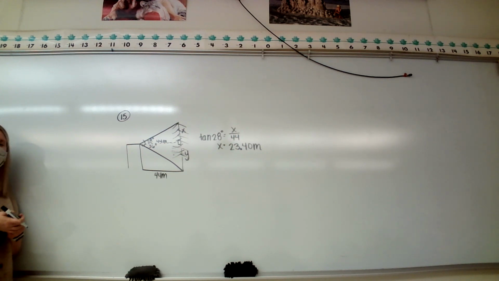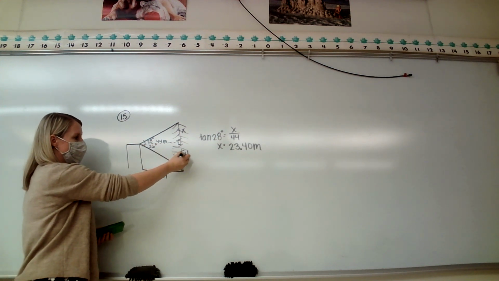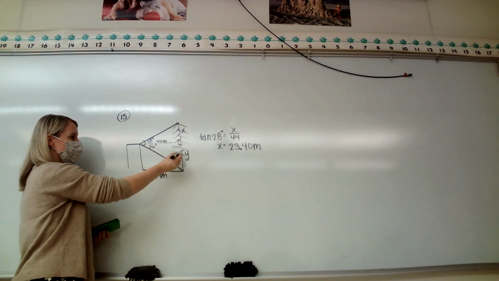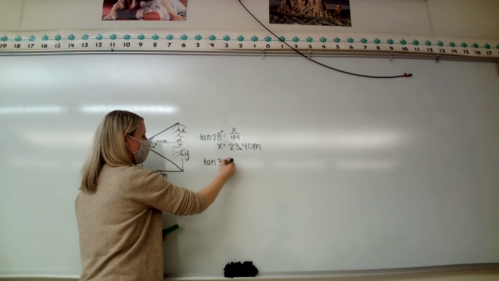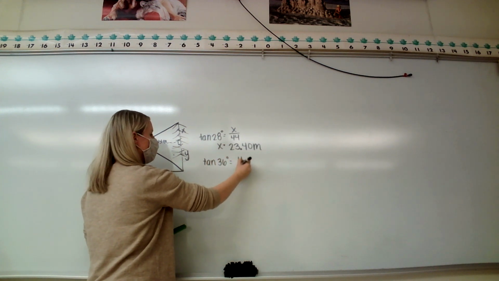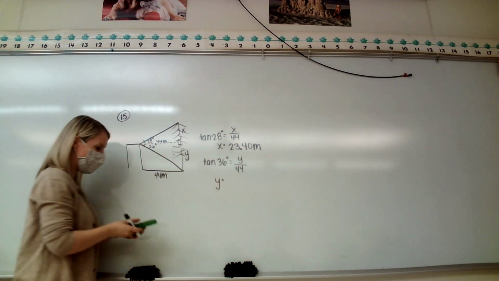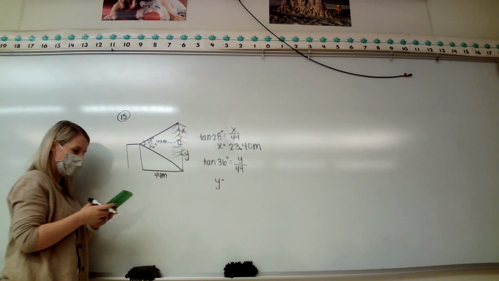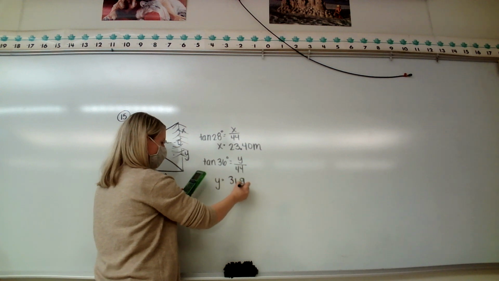And then I'm basically just going to repeat that step with the bottom part of my tree. I look at my angle, 36 degrees. Opposite, adjacent. So remember to stay in the triangle. Opposite, adjacent, I'm using tangent again. Tangent of my angle equals opposite is Y, adjacent is 44. I'm going to do the same step to solve. I'm going to multiply both sides by 44. And if I round that to the nearest hundredth, it's 31.97.